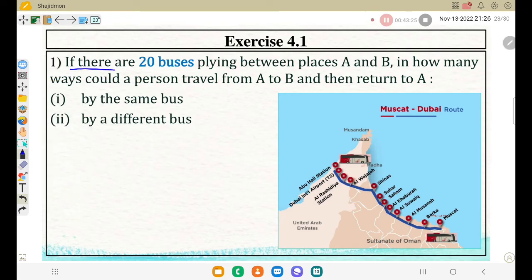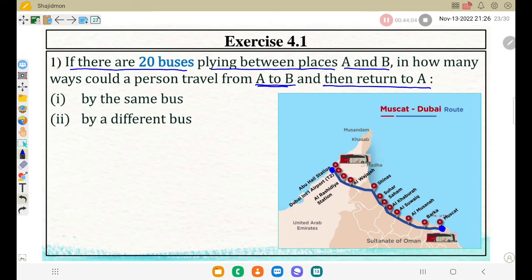For example, if there are 20 buses plying between the places A and B, how many ways can a person travel from A to B and then return to A by the same bus, or by a different bus? This is the question. For example, there are 20 buses, a shuttle bus service. Starting from Muscat to Dubai, the bus service is there, correct? Mowasalat is doing the bus service from Muscat to Dubai, then Dubai to Muscat.